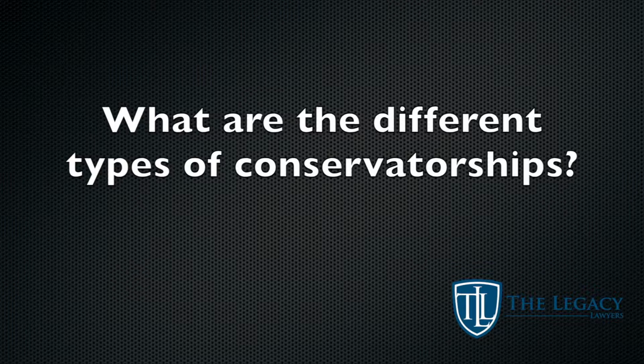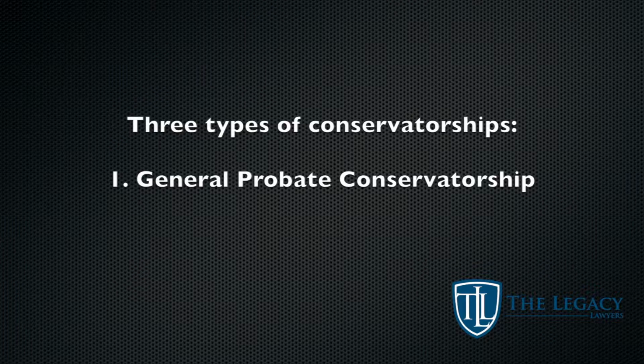Absolutely. Okay, so we've talked about conservatorships and limited conservatorships, but what are the different types of conservatorships? Actually, there are three different types of conservatorships in general. There's what's called a general probate conservatorship. Those are for adults who may be suffering from age-related dementia or some sort of traumatic brain injury. For those issues, they are no longer able to make their decisions, so someone is appointed.